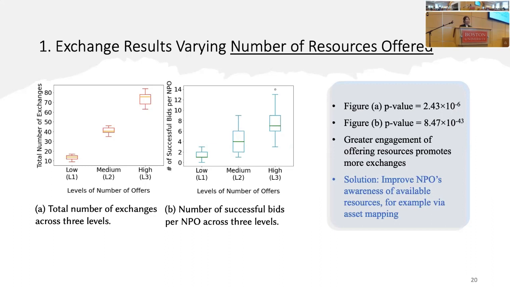In practice, we apply asset mapping from community science as a tool to incentivize nonprofits to think about their possible available resources from different categories.